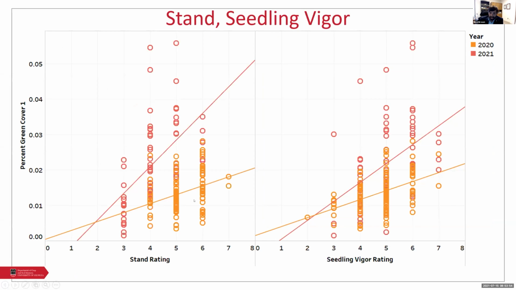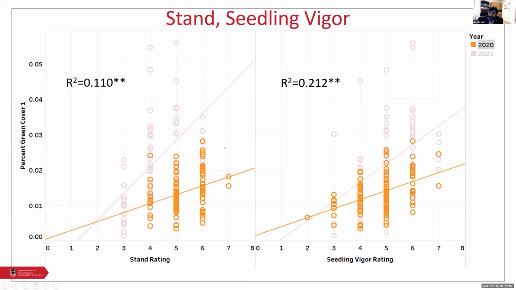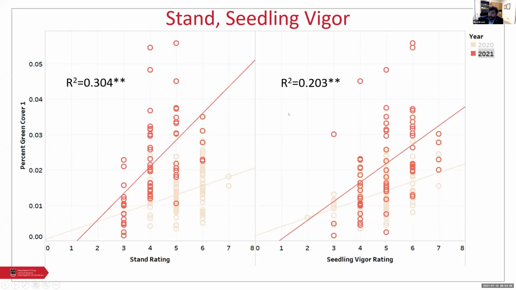So this is our data for stand and seedling vigor. We've got stand on the left here, seedling vigor on the right, and on the y-axis, we've got percent green cover. So in 2020, the R-squared values were pretty low, 0.1 and 0.2, but were statistically significant. And then in 2021, a little bit better R-squared values with 0.3 and 0.2.